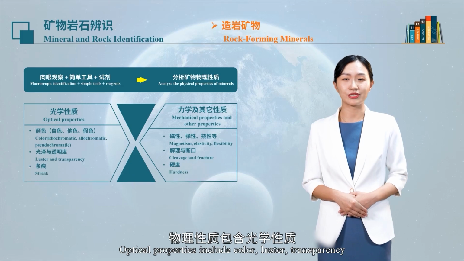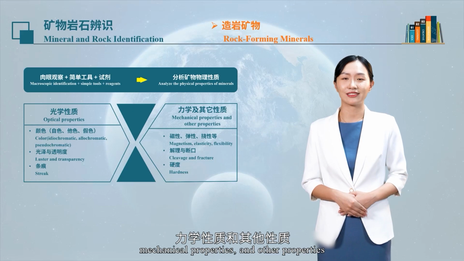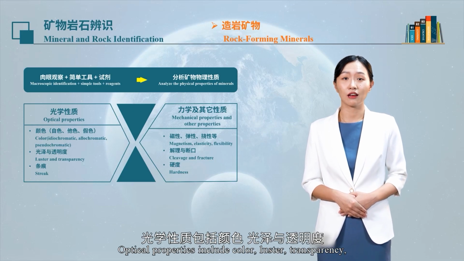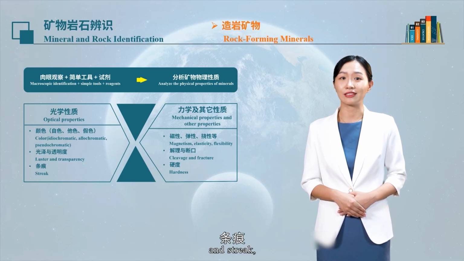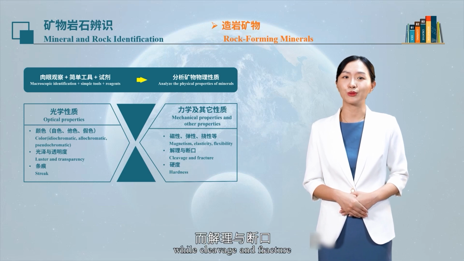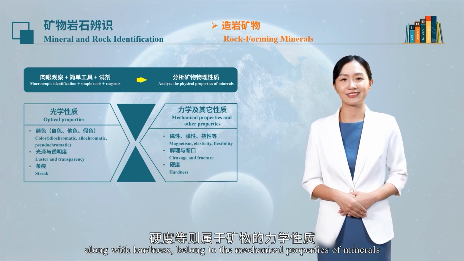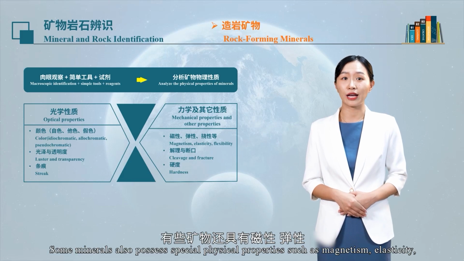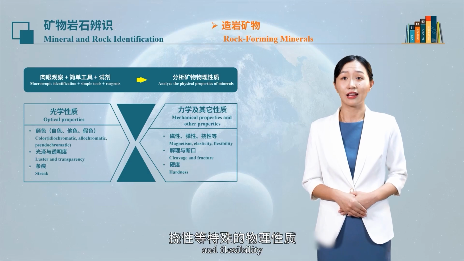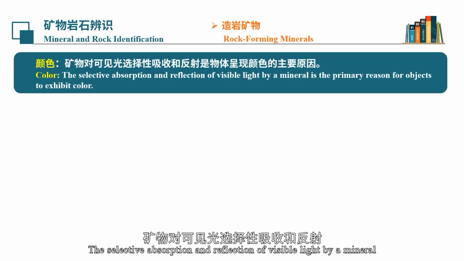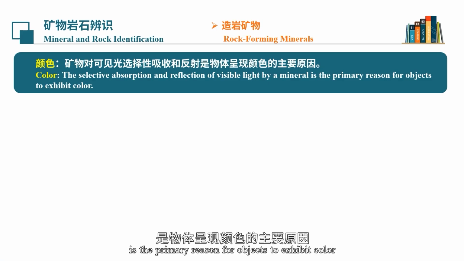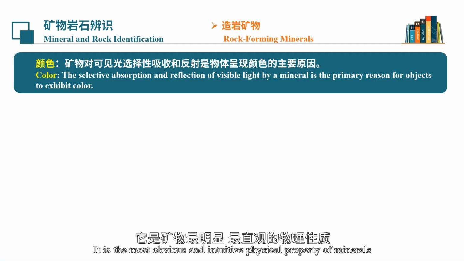Optical properties include color, luster, transparency, and streak, while cleavage and fracture, along with hardness, belong to the mechanical properties of minerals. In addition to this, some minerals also possess special physical properties, such as magnetism, elasticity, and flexibility. The selective absorption and reflection of visible light by a mineral is the primary reason for objects to exhibit color. It is the most obvious and intuitive physical property of minerals.